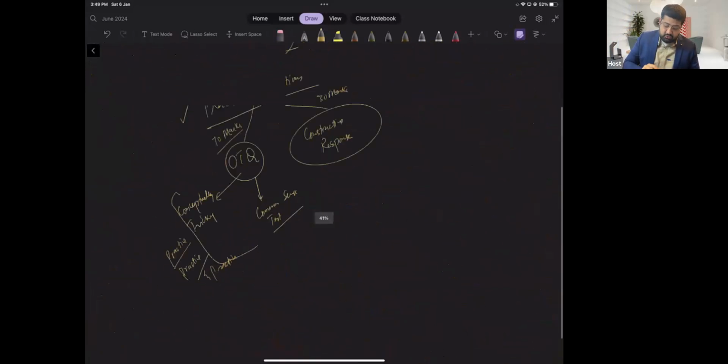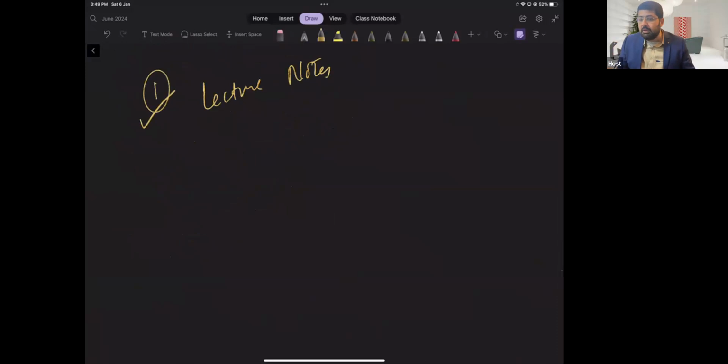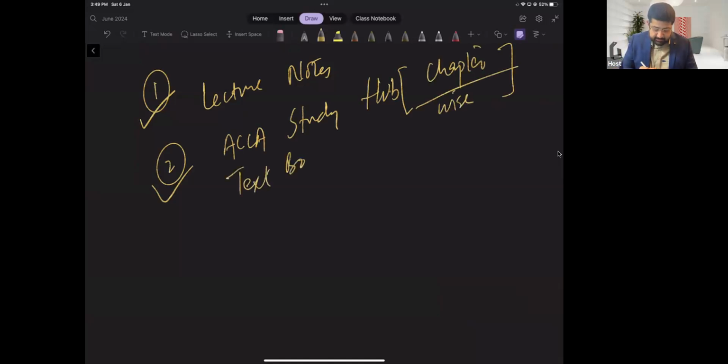And what approach do we need to take? I will be providing you my own notes. The second thing we need to study to master this subject: some students say, I have to study in detail, and I say, okay, that's good. No other book. Then what? The best resource is ACCA Study Hub. They have given their chapter-wise knowledge. That is the textbook, basically.